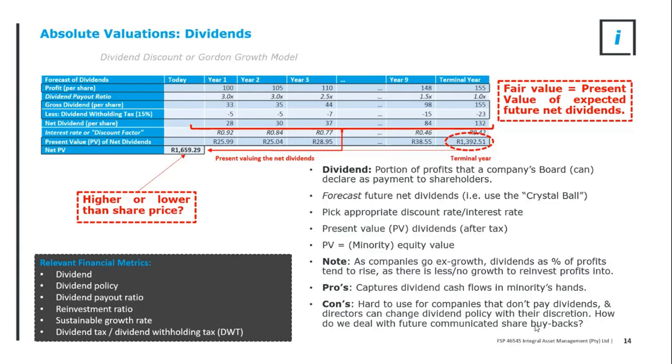And then the final thing to consider is how do you deal with future communicated share buybacks or uncommunicated share buybacks? Because executives start to view share buybacks as returning capital to shareholders. So as they're doing more buybacks, they could do less dividend. So this model is great because it is based on real world cash flows for a minority shareholder, but includes a lot of complexities that also detract from it.